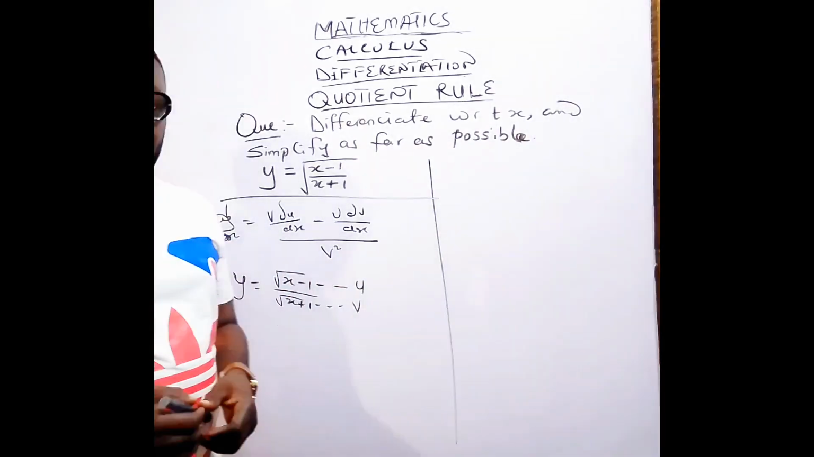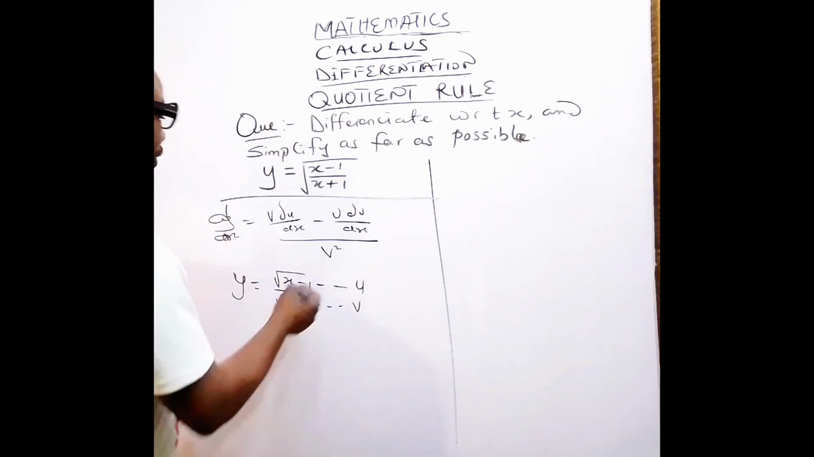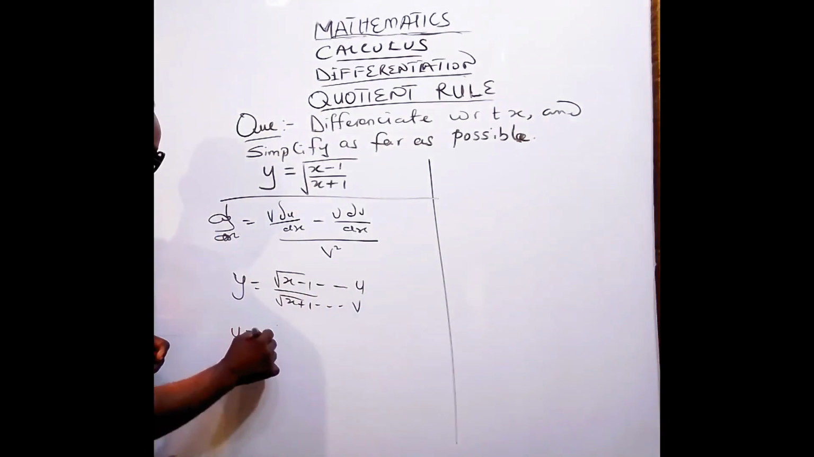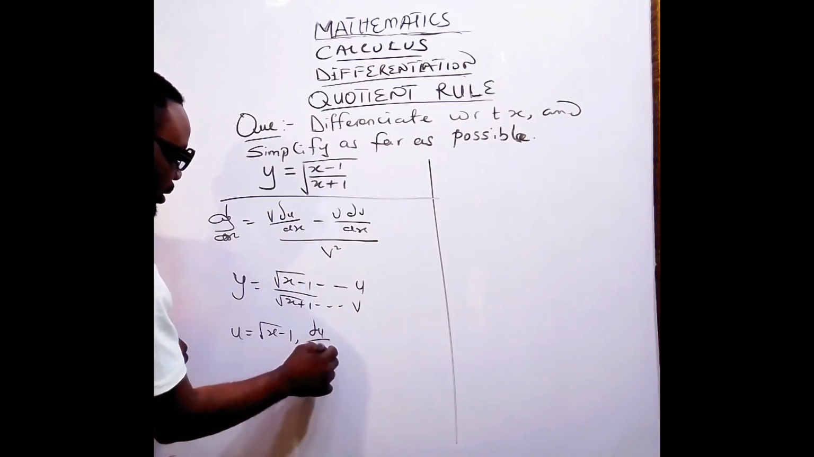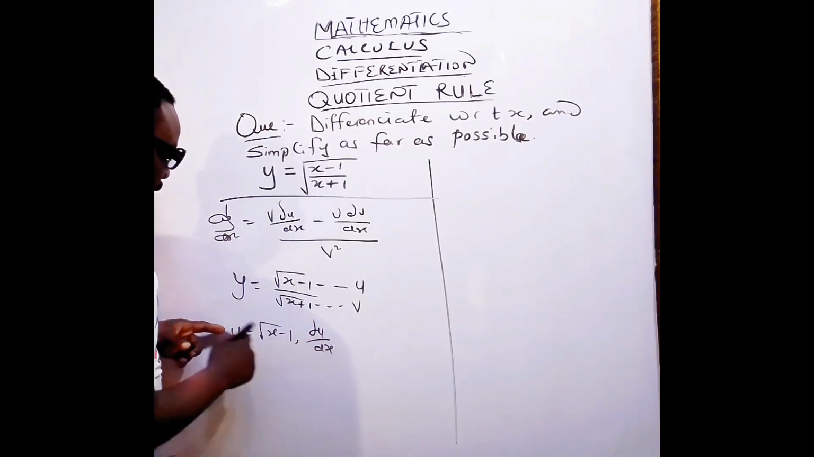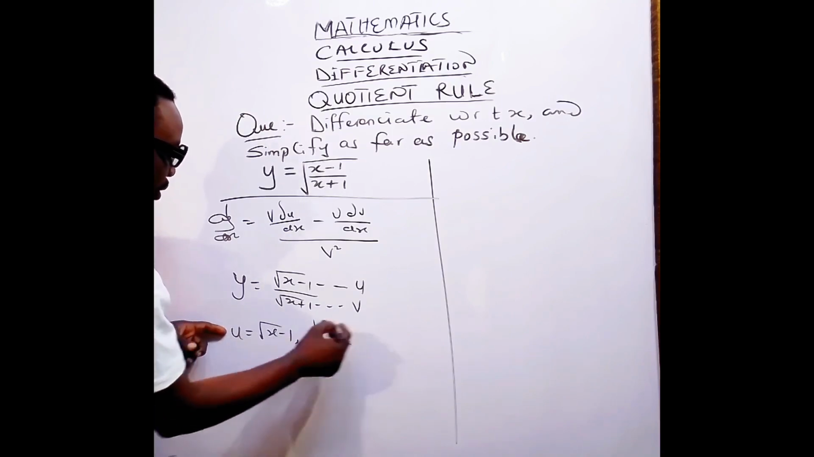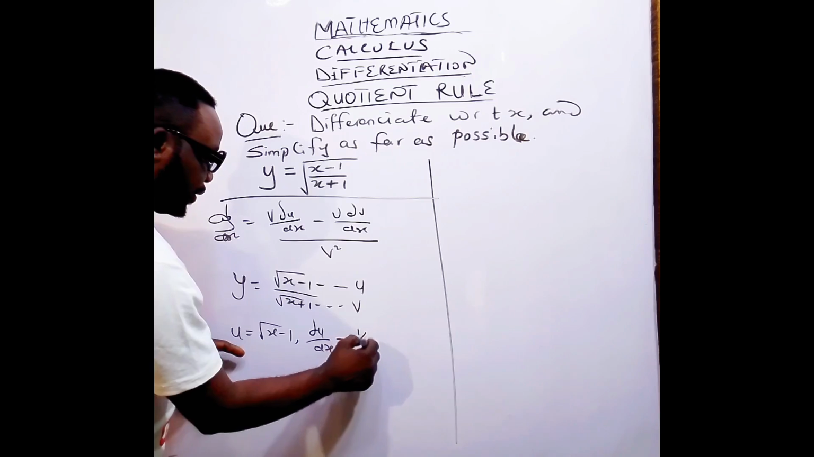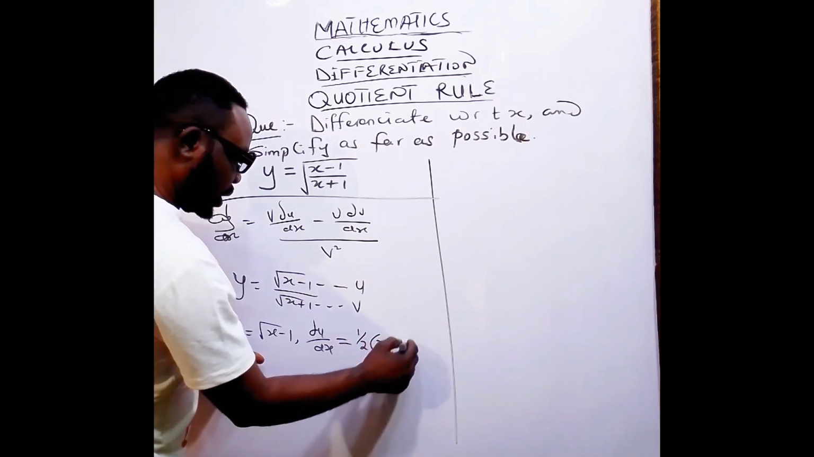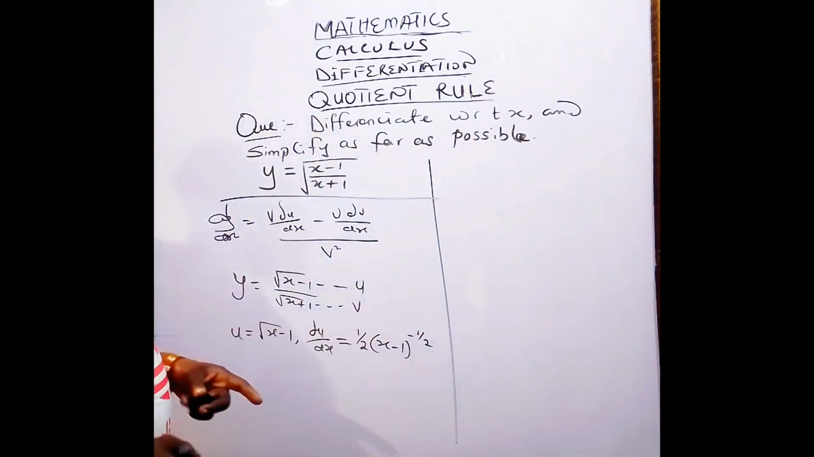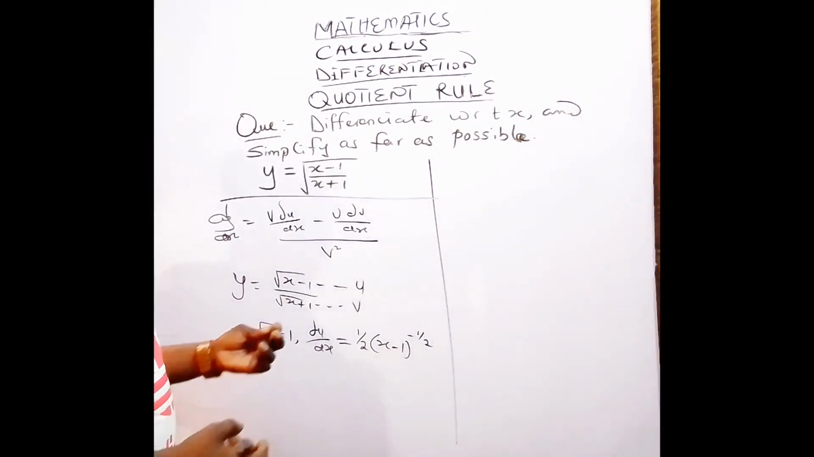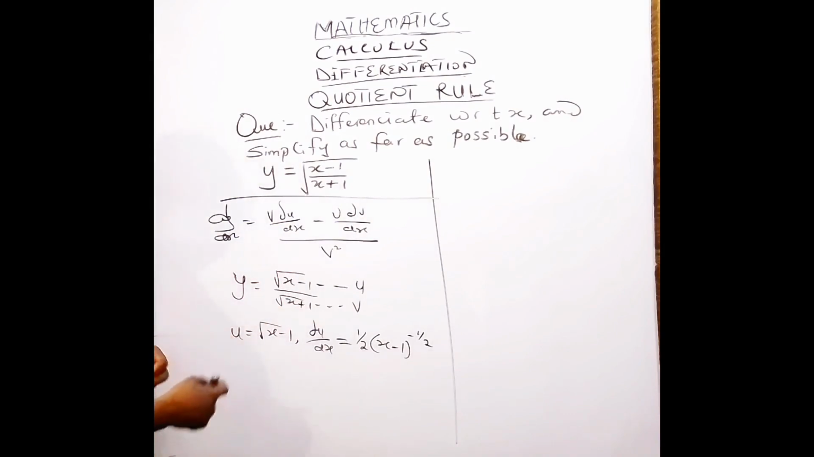Now, we go ahead in solving this problem. So if u is equal to root x minus 1, then I can now say that du/dx, because it's u and x that are variables here, will be equal to half into bracket x minus 1 raised to the power minus half. How do I arrive here? I want to quickly show you how I arrived there. Then you're going to apply the same method for the v value.